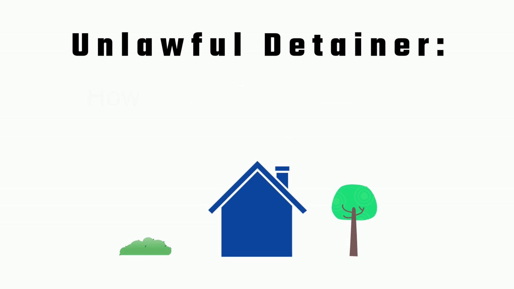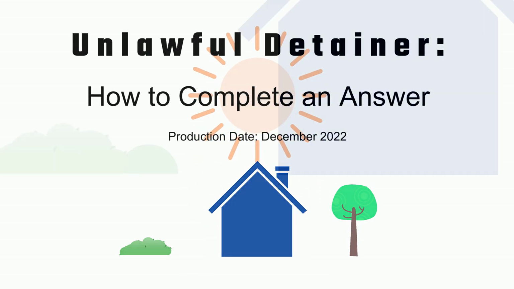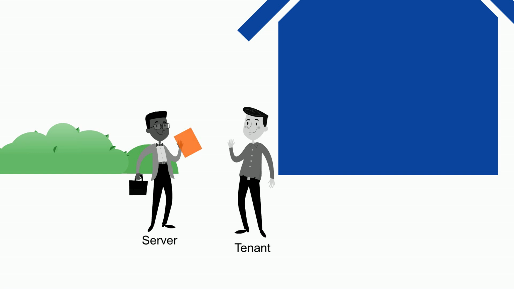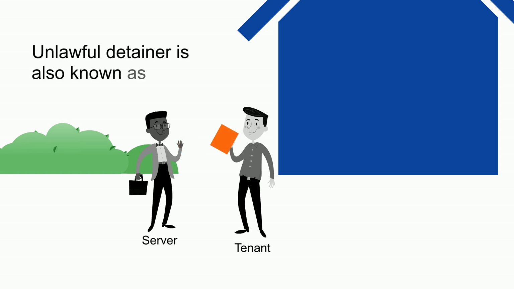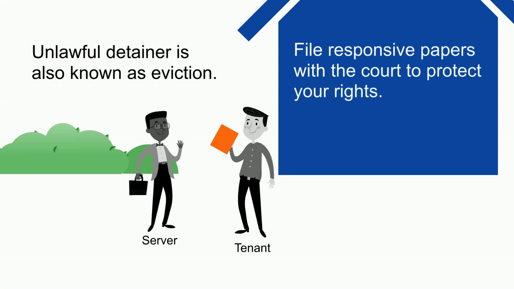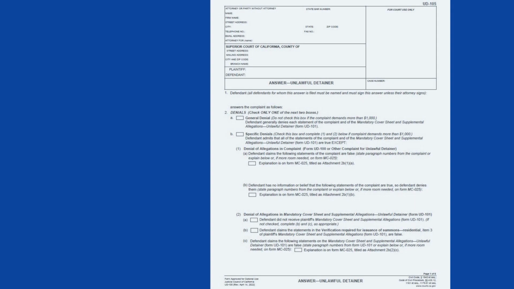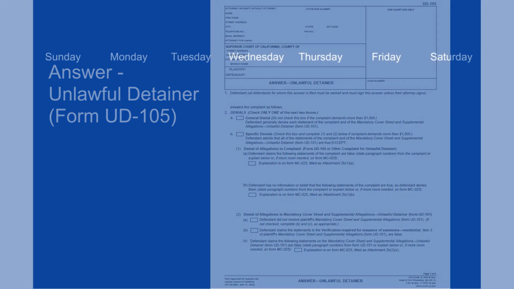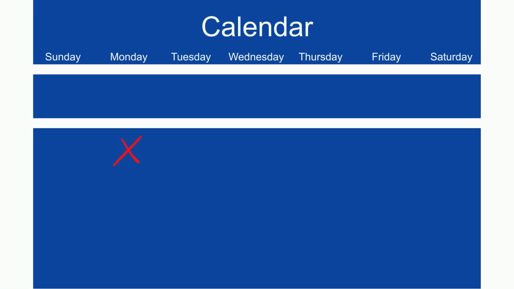Unlawful detainer, how to complete an answer. If you are served with a summons and complaint in an unlawful detainer case, also known as an eviction case, you must file responsive papers with the court if you want to protect your rights. The most common responsive filing is the answer, Unlawful Detainer Form UD-105. There is a deadline to file your answer.